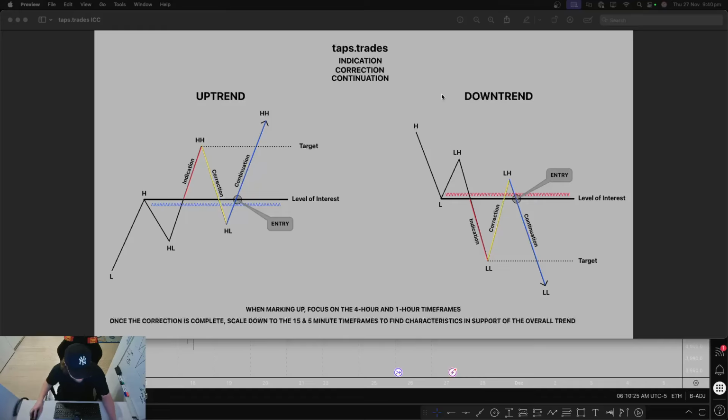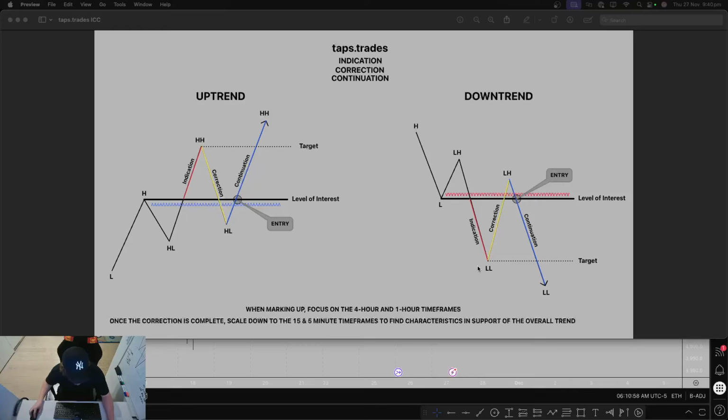Then we obviously have the reverse, which is the downtrend. That's when price is creating lower lows and lower highs. So we've got a high. I'll run through this quickly. We've got a high, a low, creating then a lower high. It then creates a lower low. Now this is the first phase, like the uptrend. This is the indication phase. We can then draw our level of interest at this previous low. So the indication phase is done.